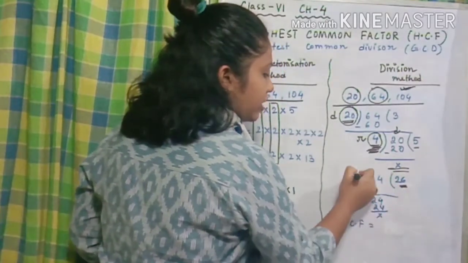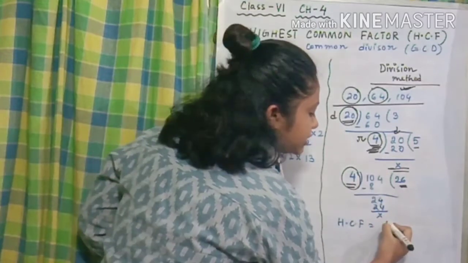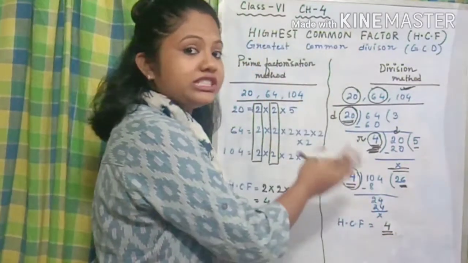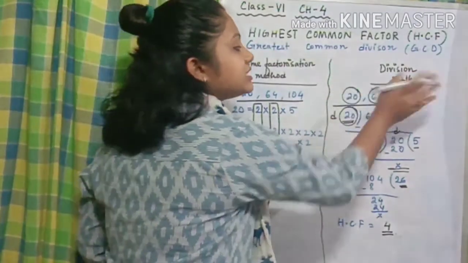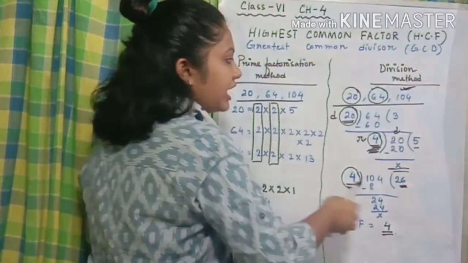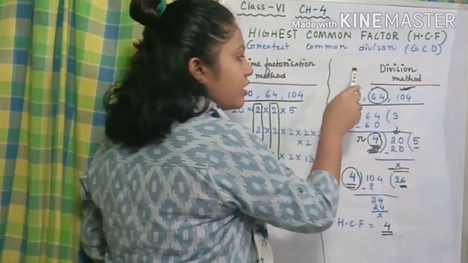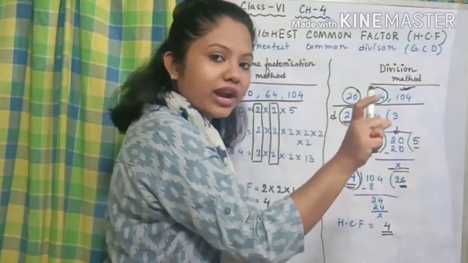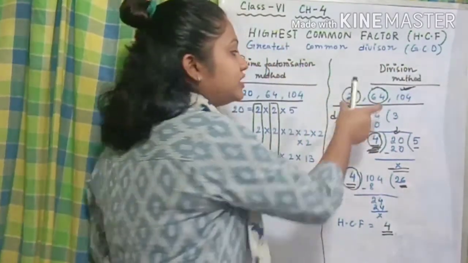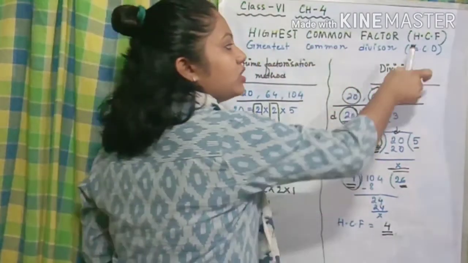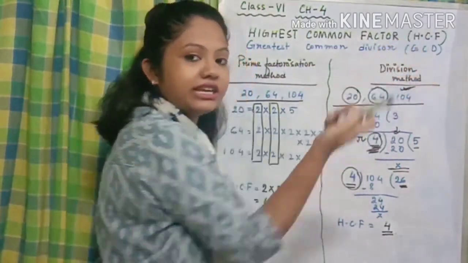So here we can say that 4 is the divisor which is common for all these three numbers. That means 4 is going to divide 20, 64 and 104. So this is the greatest divisor which is common for these three numbers. That is the reason it is called GCD also and HCF also.